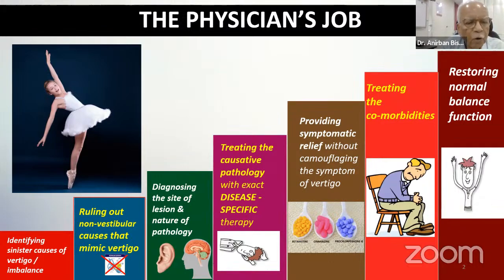First, identify sinister causes of vertigo, then rule out the non-vestibular causes that mimic vertigo, then diagnose the site of the lesion and the nature of the pathology, then treat the causative pathology with disease-specific therapy, as I said, then provide symptomatic relief without camouflaging the symptom of vertigo and with a lot of restraint and a lot of discretion, because all the anti-vertigo drugs are dangerous drugs, and they not only have a lot of side effects, but another problem is that they can jeopardize the vestibular compensatory mechanism, which in effect actually restores the patient's balance. So you have to be very careful when providing symptomatic relief. Then treating the comorbidities, and lastly, restoring balance, which is possible only by physical therapy.